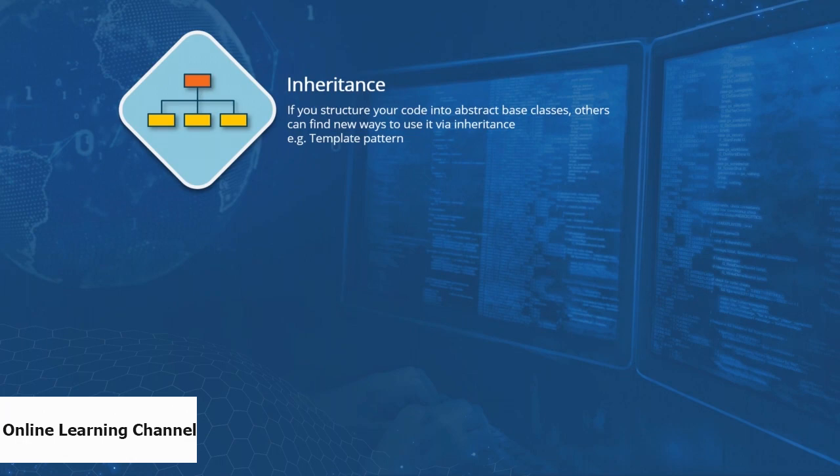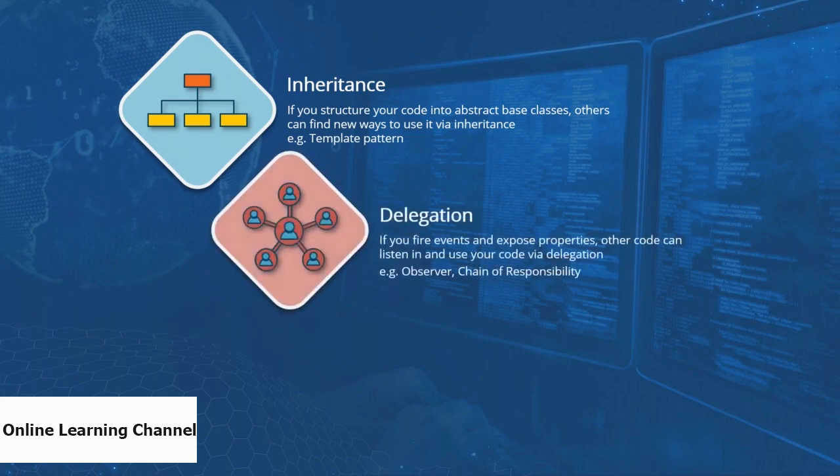It's also possible to extend already existing code via delegation. Delegation is when you fire events when important occurrences take place within your code. These events expose properties from within an object and other bits of code within your software which are interested in these events can listen in and be notified of changes. This way of extending code without modification using delegation is what is followed by the observer pattern as well as the chain of responsibility pattern.